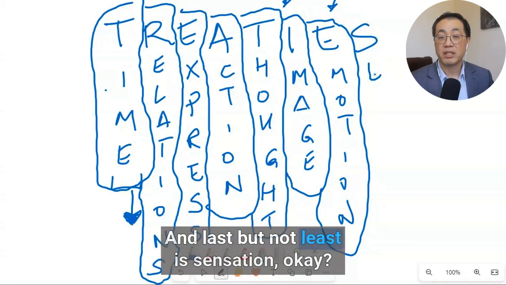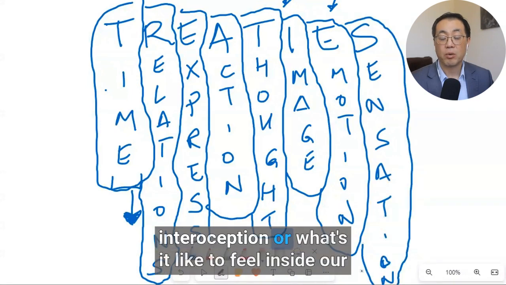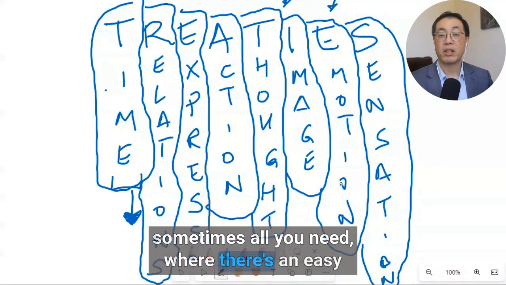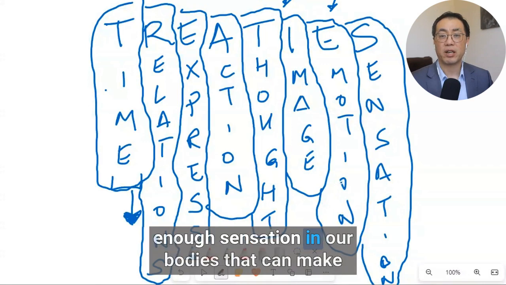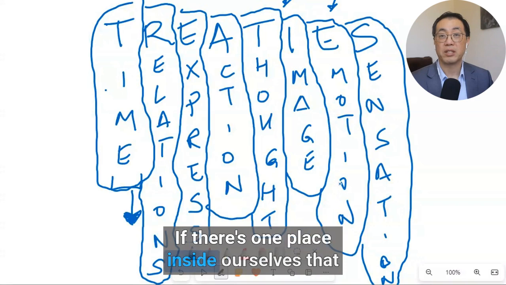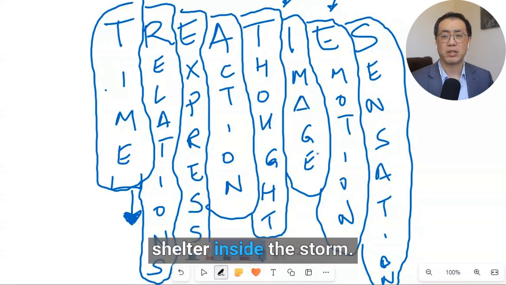And last but not least is sensation, okay? Sensation. Typically, by that we mean interoception, or what's it like to feel inside our body. And if we can find one place is sometimes all you need, where there's an easy enough sensation in our bodies, that can make the world of difference. If there's one place inside ourselves that feels neutral or even good, that can be a shelter inside the storm.